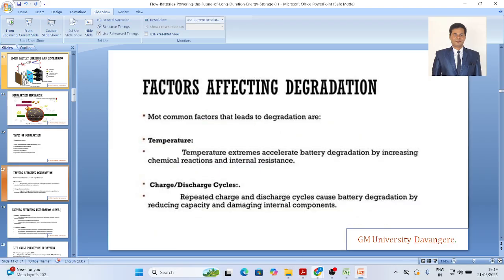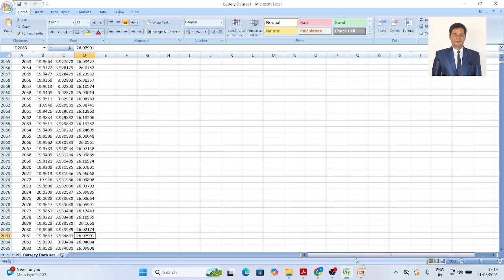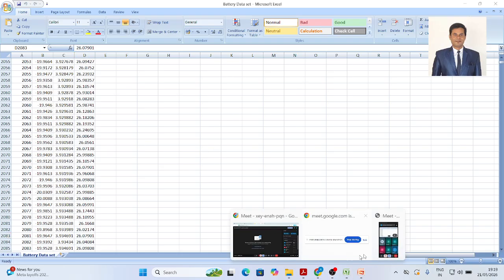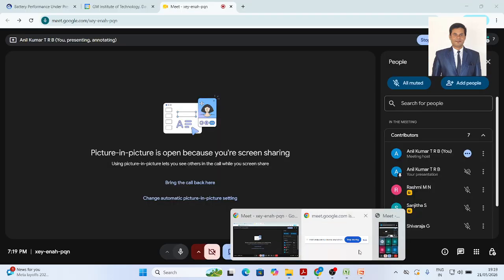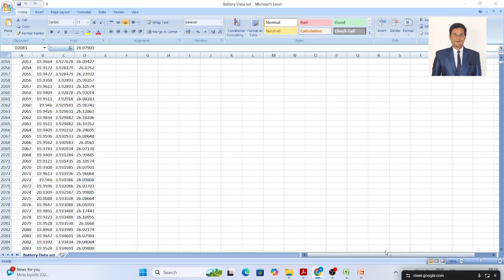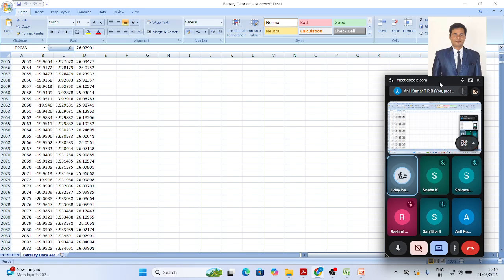So I'll show you the various data which has been taken from the battery cells. All right, so this is the data. Is it visible now to everyone? Yes, sir, the data sheet is visible. So this is the data sheet we have taken for doing the research. All right, so let us see.